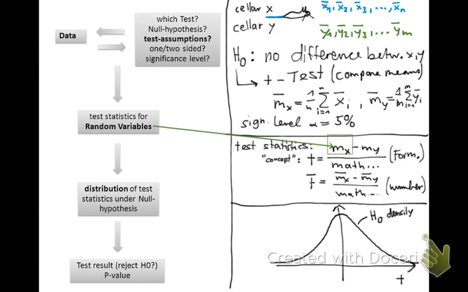Now let us assume that I observe my t bar that I measured in the data. This is here. So the probability that my null hypothesis produces a value that is more extreme than t bar is on the right side here. So this is if mx is bigger than my. This is the p-value.